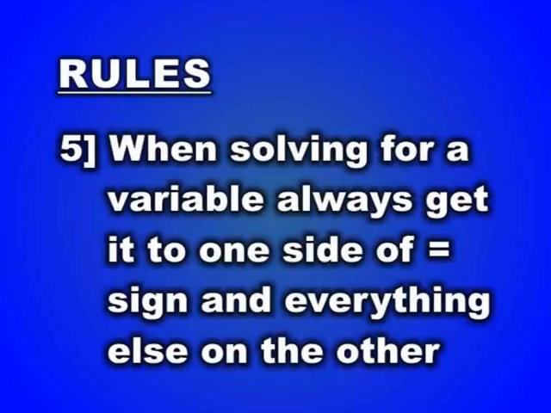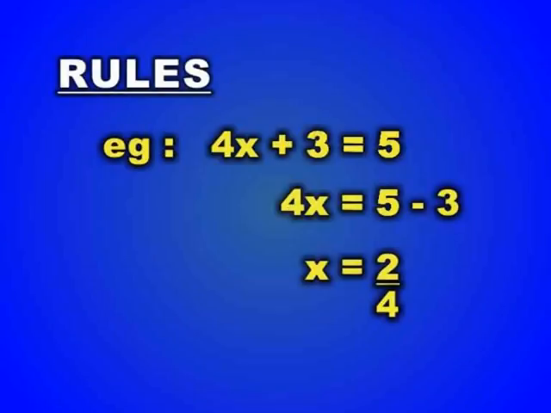Rule 5. When solving for a variable, always get it to one side of the equals sign and everything else to the other side. For example, 4x plus 3 is equal to 5. That means that 4x is equal to 5 minus 3 and x is equal to 2 divided by 4.